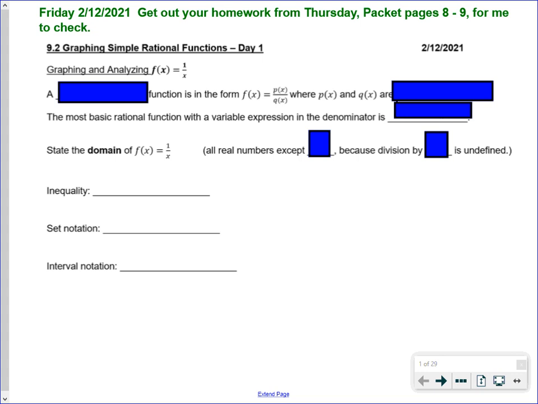How's it going, guys? Today we're going to be going over 9.2, day 1. We're going to be looking at rational functions.